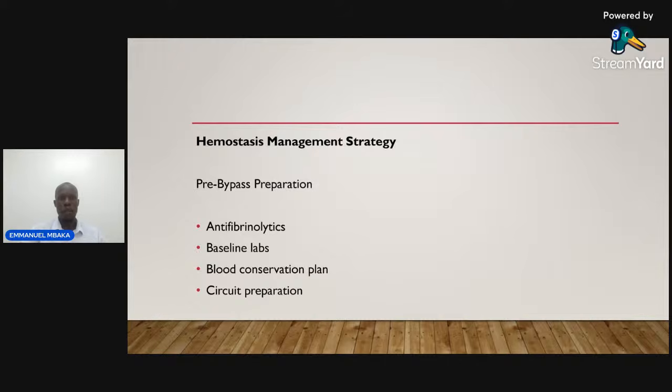So let's talk about the hemostasis management strategy. So there's pre-bypass preparation. So there's use of antifibrinolytics. You'll find these patients are given tranexamic acid pre-op. Also, there's baseline labs. So you need to check their APTT, their INR, their platelets, and also the blood conservation plan. So you need to have a plan. You can consider autologous techniques in your blood conservation plan.